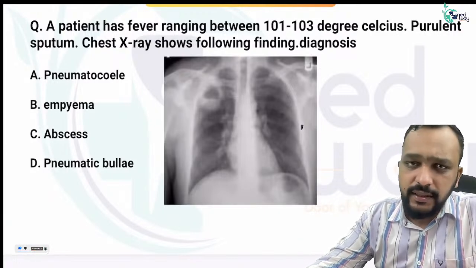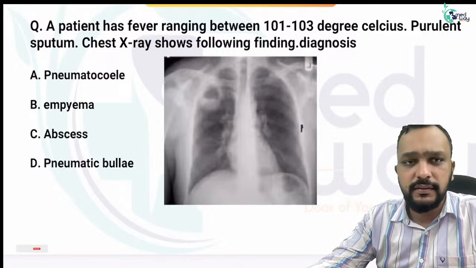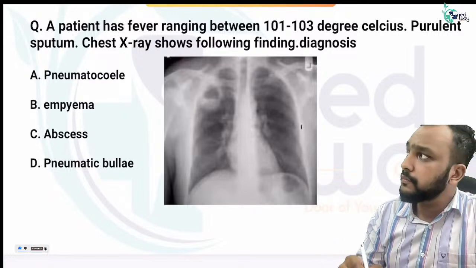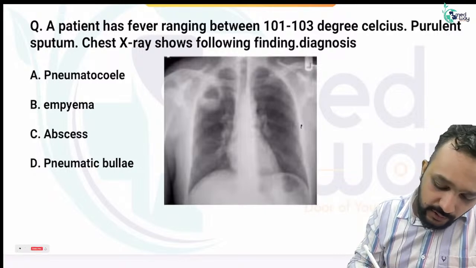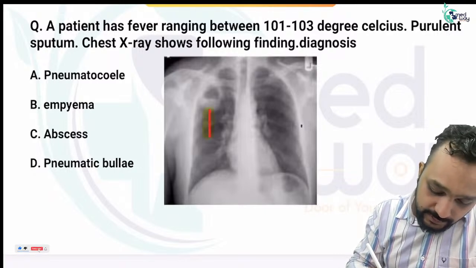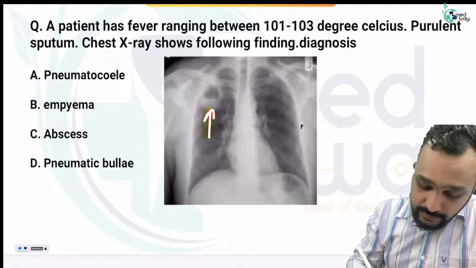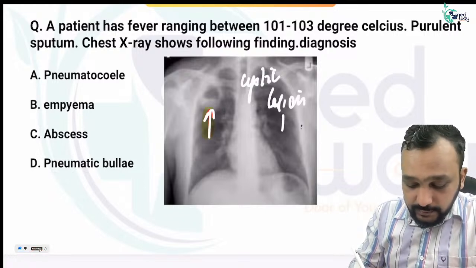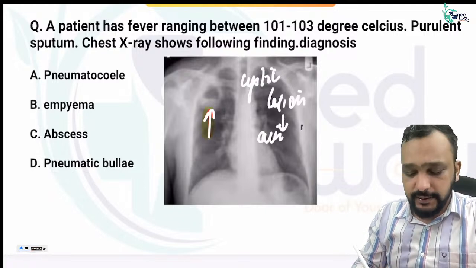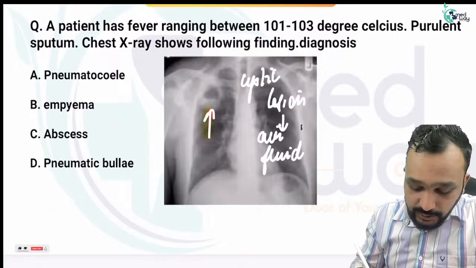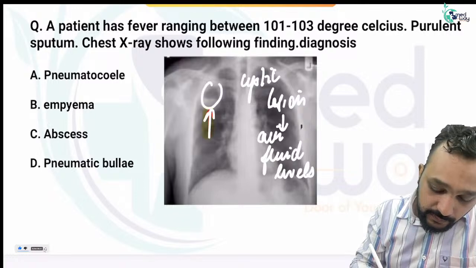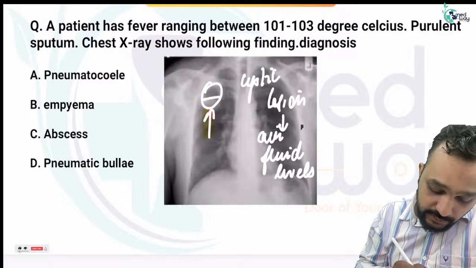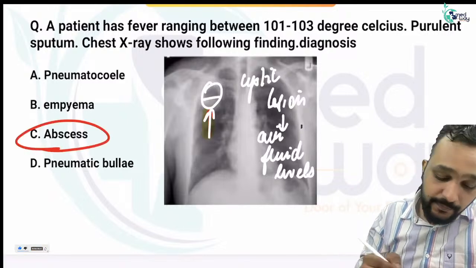Now a patient has fever ranging between 101 to 103 degrees Celsius, with purulent sputum, and a chest X-ray was shown below. What you can see on the chest X-ray is a cystic lesion, and this cystic lesion also has air fluid levels. This is a very typical X-ray appearance of an abscess. So brain abscess was asked, then another was lung abscess.